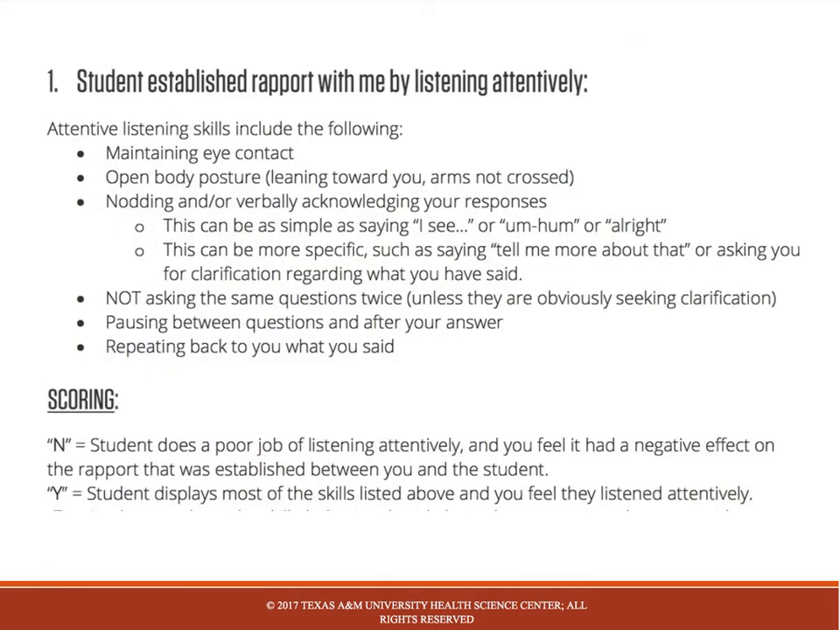The first question is that the student establishes rapport by listening attentively. That involves eye contact and body posture. It also involves nodding and verbal acknowledgement that they understand what is going on. You also don't want them to ask the same question twice, and you do want them to pause between questions and after your answer and not to speak over you. The scoring is on the bottom.